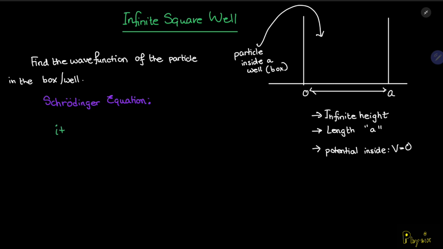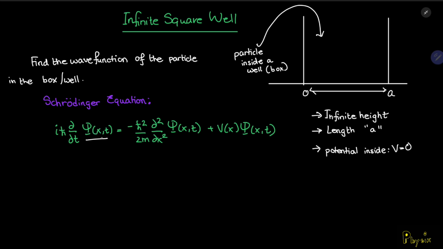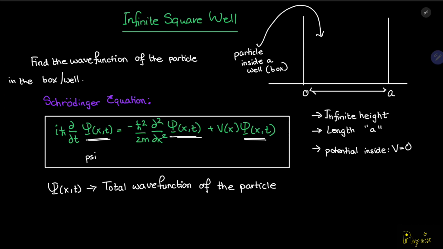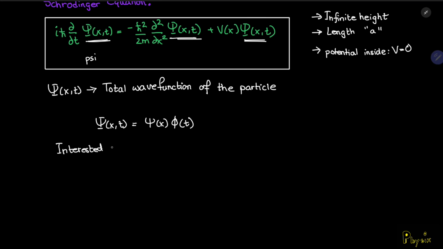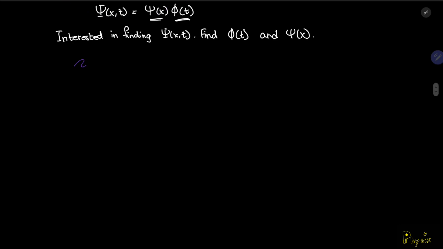First of all, we begin by writing the Schrödinger equation that we know. This symbol over here is the Greek letter psi, and this represents the wave function, the total wave function of the particle in the box. Psi of x comma t can be represented as a function of space and time, and therefore we write psi of x and t being equal to psi of x times phi of t. We're interested in finding psi of x comma t. In order to do that, we need to first find out what phi of t is and what psi of x is. So first of all, let's begin by finding out what phi of t is.